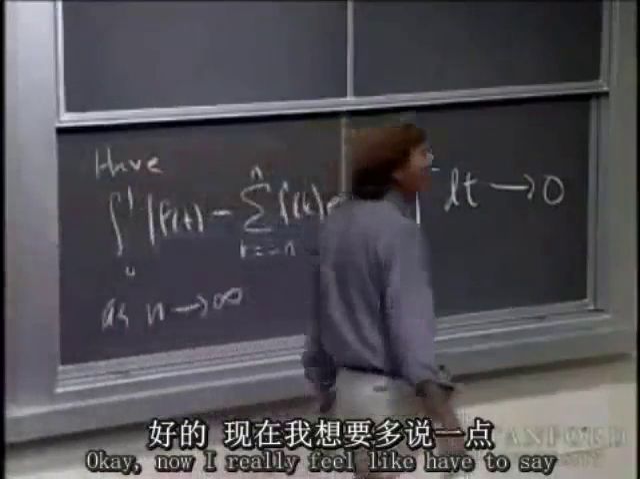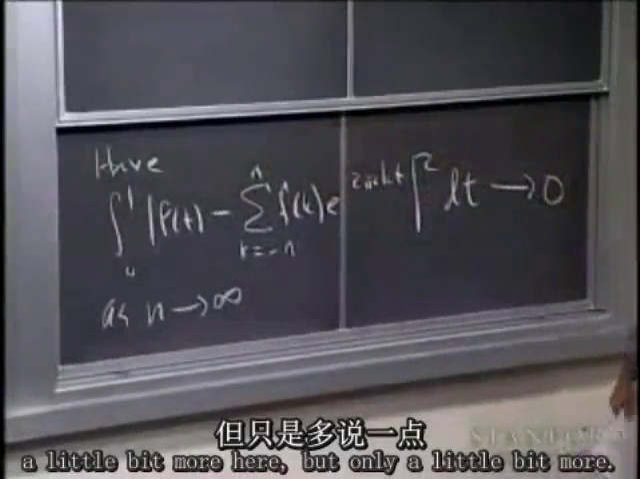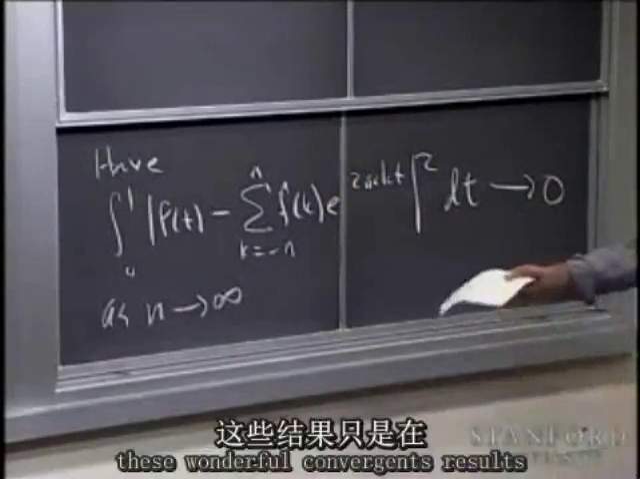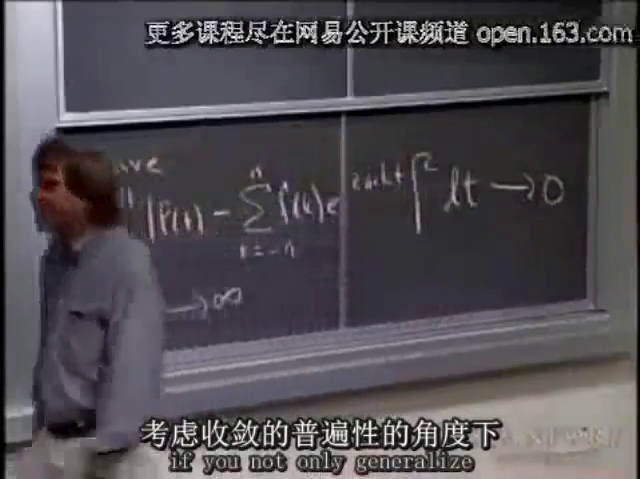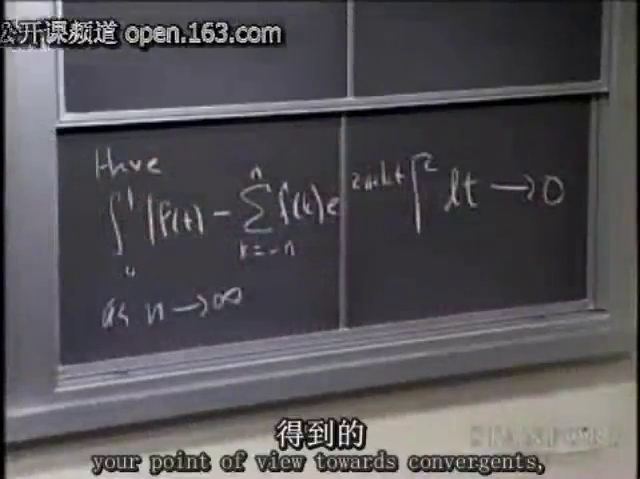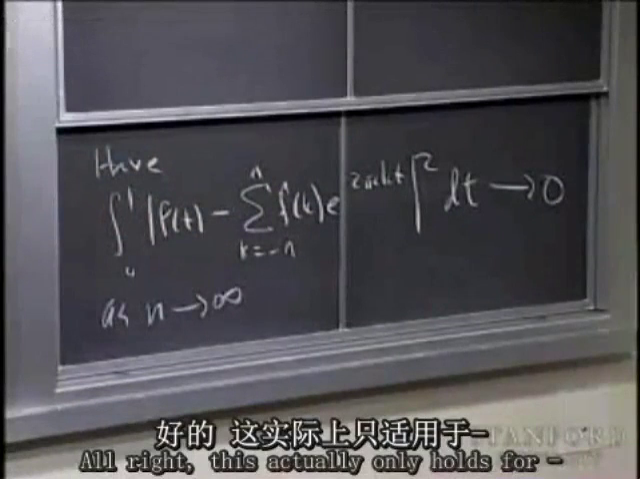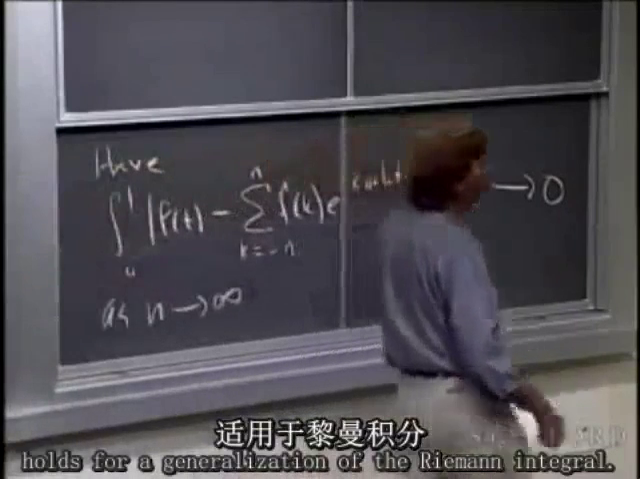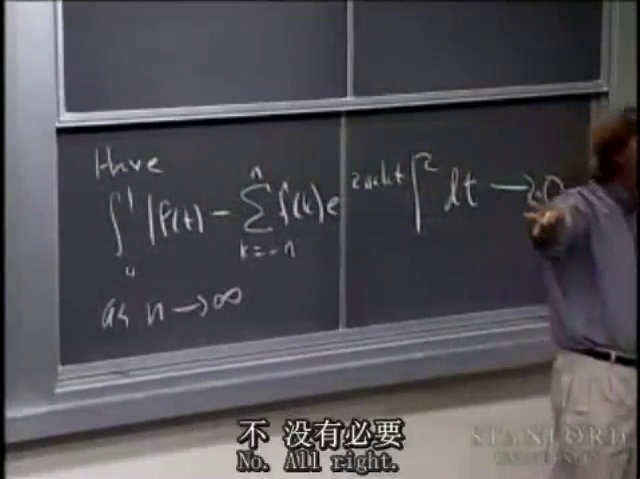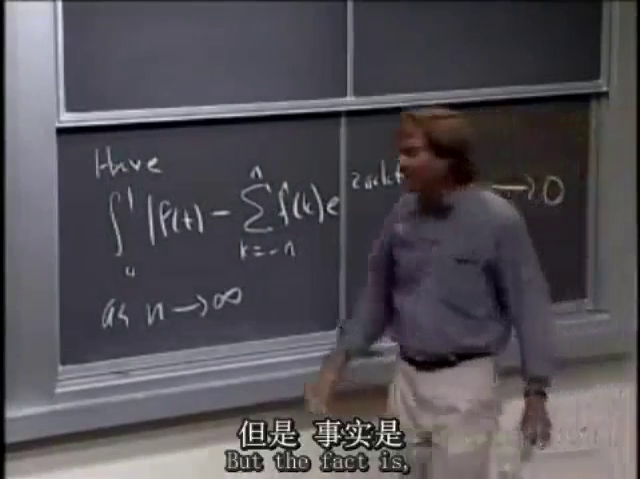Okay, now I really feel like I have to say even a little bit more here, but only a little bit more. The fact is, you only get these wonderful convergence results if you not only generalize your point of view toward convergence, but you also have to generalize the integral. This whole circle of ideas really only holds for a generalization of the Riemann integral. Do you have to worry about this? No.